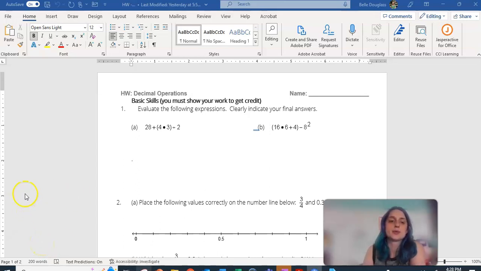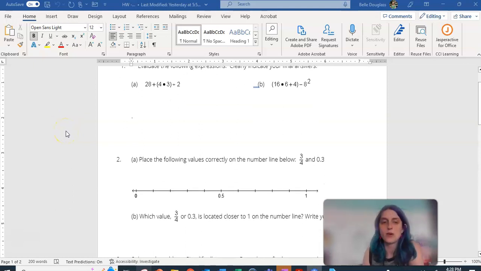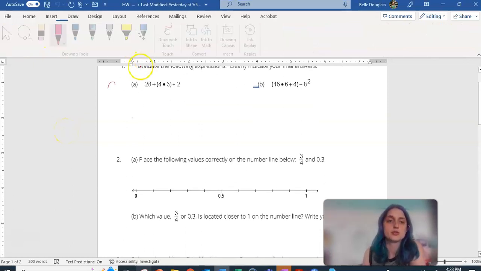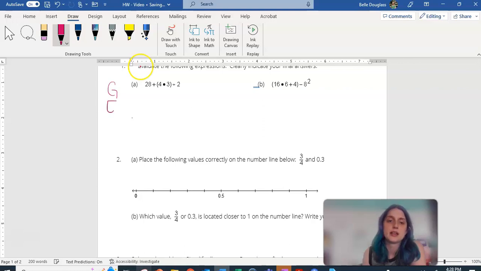Okay, so our first two problems are order of operations. They shouldn't be too bad. We just need to remember that we do grouping symbols first, then exponents, then multiplying and dividing, whichever one you see first, then adding and subtracting, whichever one you see first.